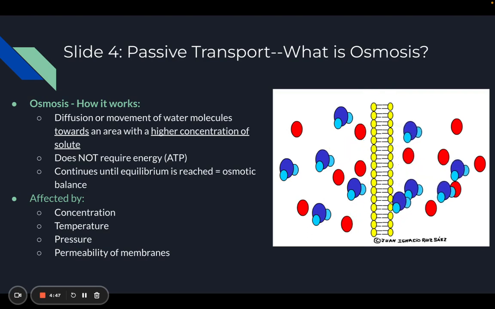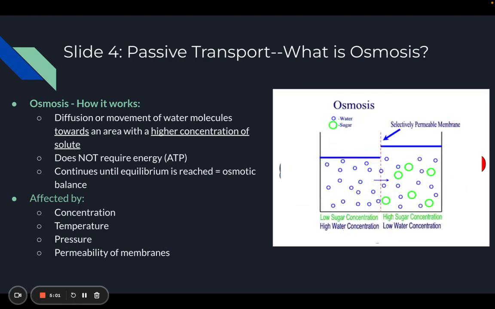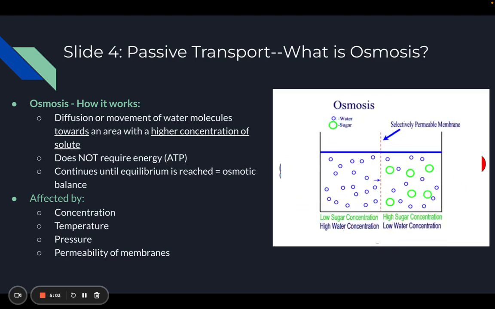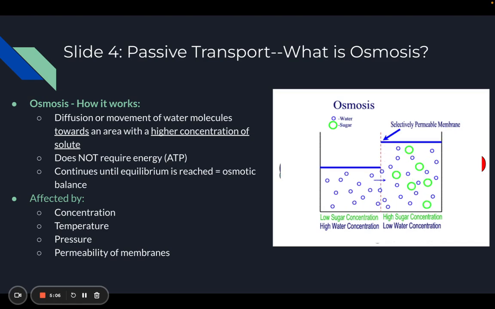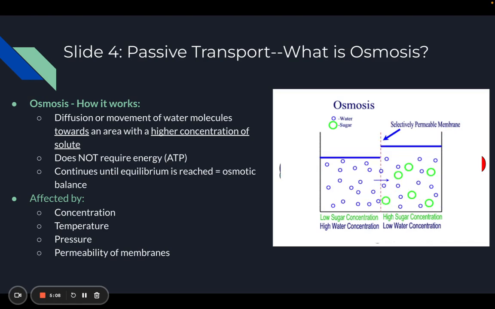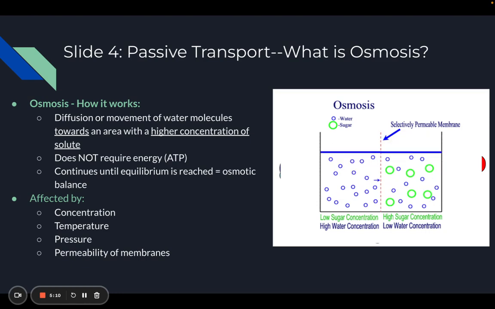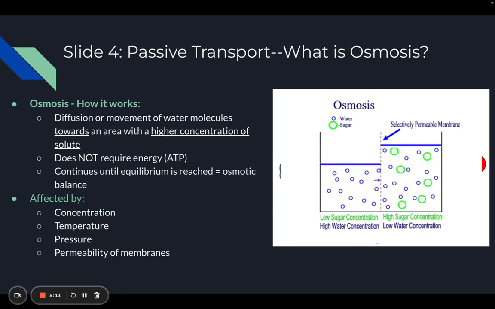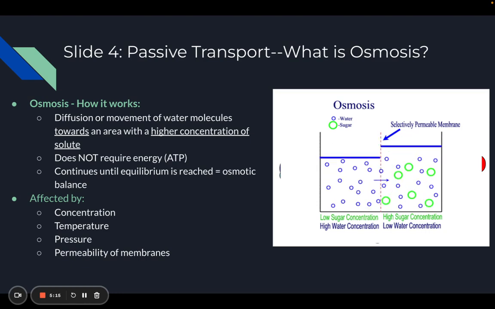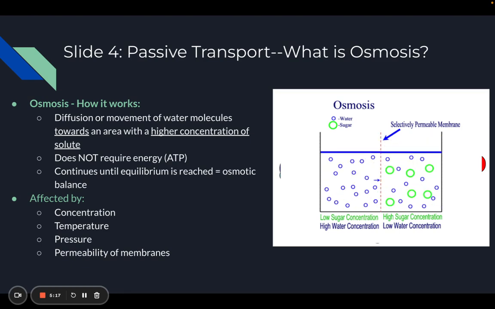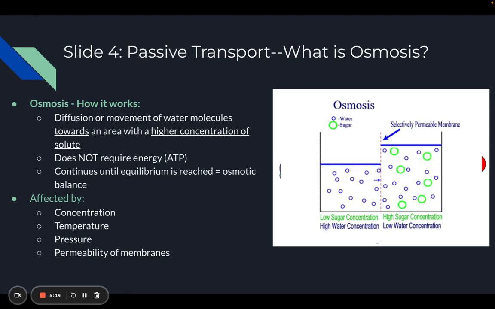Again, no ATP is required for osmosis to occur. It can be affected by the same variables as diffusion, including concentration of your solute, temperature, pressure, and the permeability of the membrane. This graphic is showing the movement of water molecules across a selectively permeable membrane to an area of higher concentration of sugar, meaning a lower concentration of water. You can see the water will continue to move across that permeable membrane in an effort to reach equilibrium or osmotic balance.